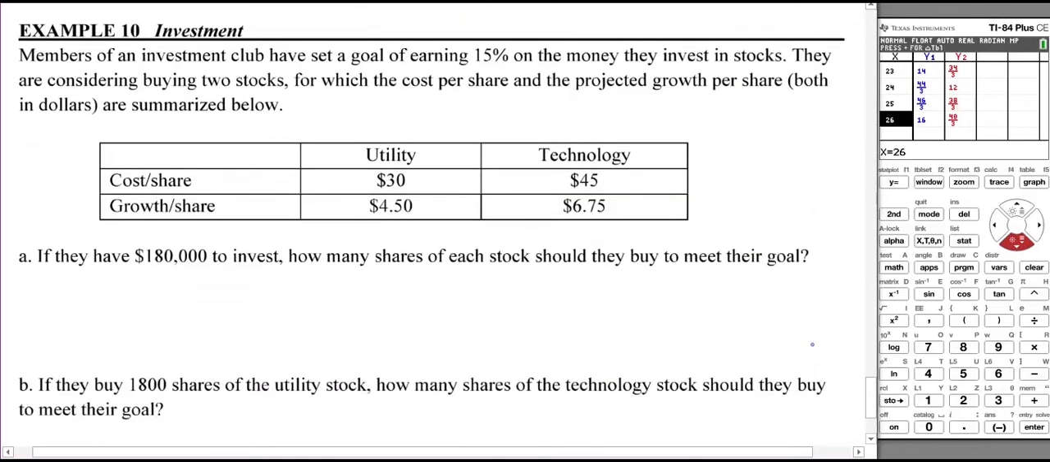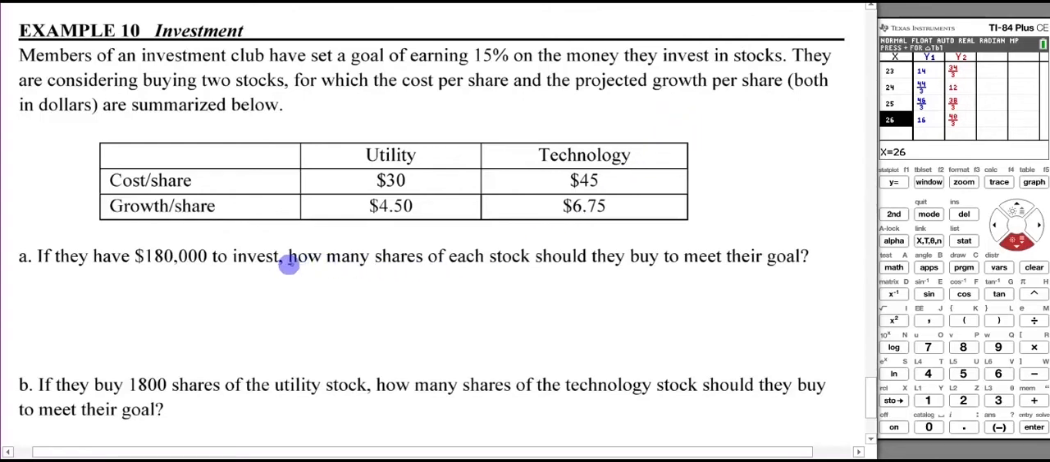Okay, our last example is going to show a dependent system and how it applies in the real world. We have members of an investment club. They've set a goal of earning 15% on the money they invest in stocks. They're considering buying 2 stocks for which the cost per share and the projected growth per share, which are both in dollars, are summarized below. We have both the cost per share and the growth per share for utility and technology. They have $180,000 to invest. How many shares of each stock should they buy to meet their goal?